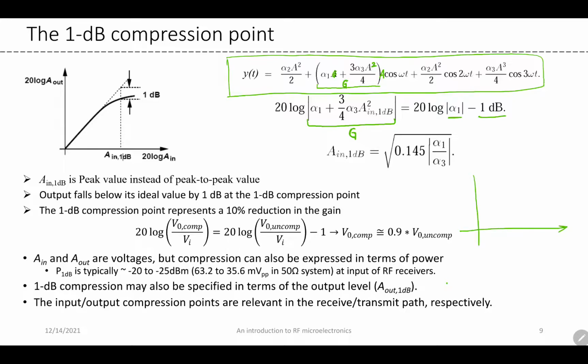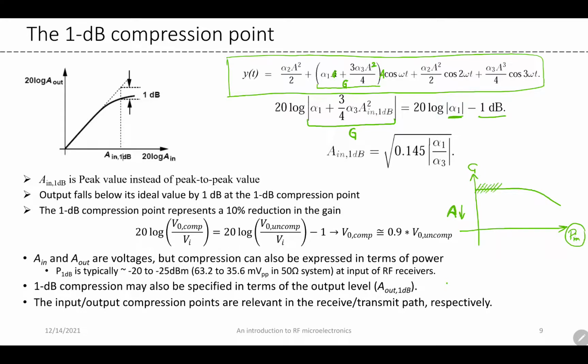When I drew this graph of P in and G, this area where the gain is flat is the area where P in is very small, that is, the input power is very small. And if the input power is very small, then the amplitude of the input signal is also very small. And we know that a very small input amplitude corresponds to a gain of alpha 1, which is the small signal gain.